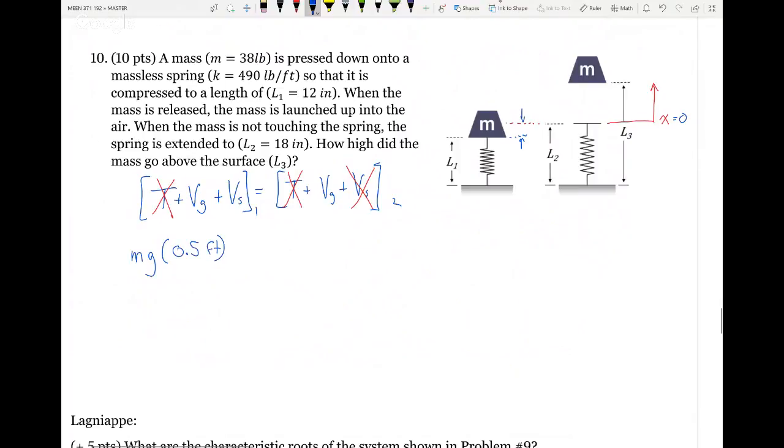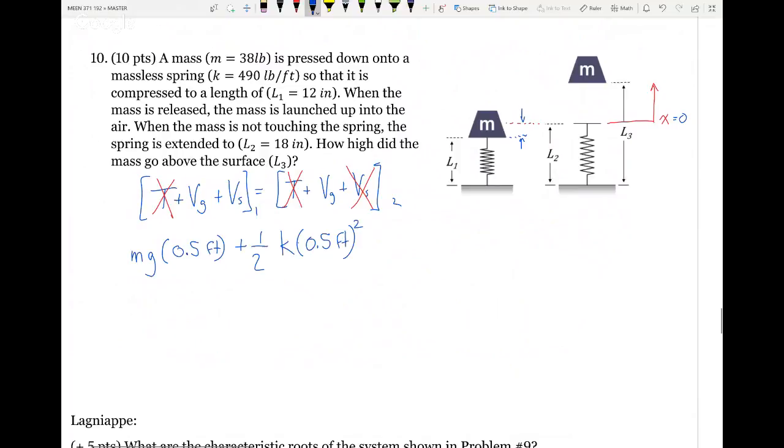Plus now our spring potential energy. The spring normally or unloaded would be 18 inches. Loaded, it's now only 12 inches. So that means there is 6 inches of compression. That'd be 1/2 K, and then now the 0.5 feet squared. That is going to be our initial energy.